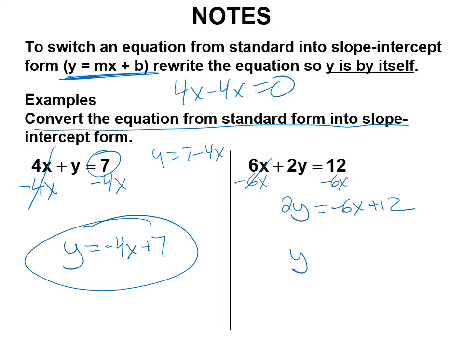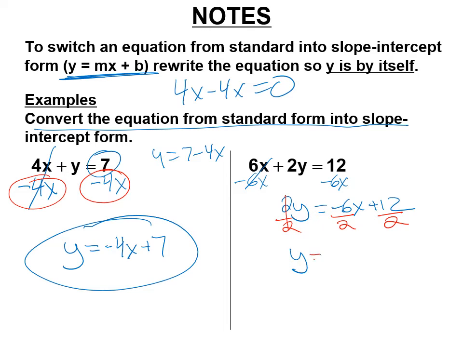All right, but we're not done. We still have to get rid of this 2 that's multiplying y. So what do you have to do? You have to divide both entire sides by 2. All year I've been saying do it to both sides. And what that means is you have to do it to everything over here. You can't just divide one thing by 2. When we subtracted this 4x, we did it to both entire sides. And when we divide by 2, we have to do it to the entire side.